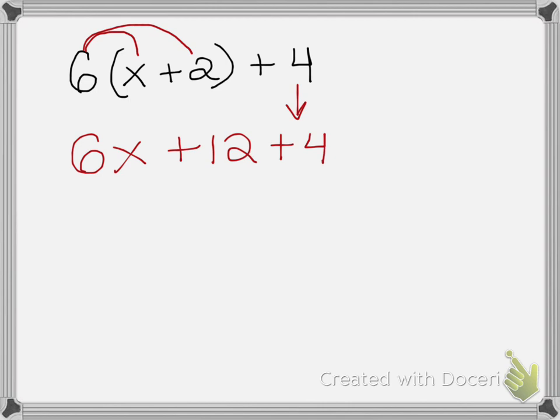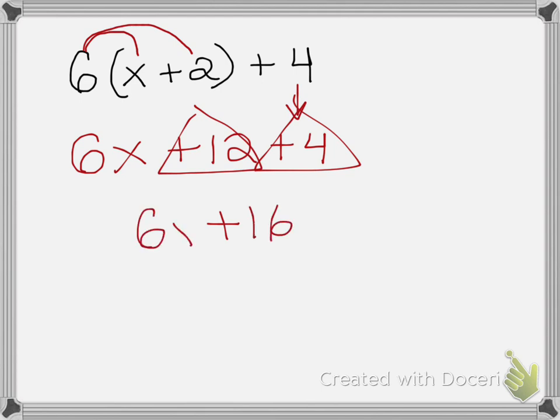Okay, now I'm going to look and see, are there any like terms that I can combine? I surely can. I can add the 12 and the 4 together because they're both strictly numbers. So 12 plus 4 will give me 16. And then I'll bring my 6x straight down. Looking at this expression, there aren't any other like terms that I can combine. So therefore, I'm done. This is my final answer.